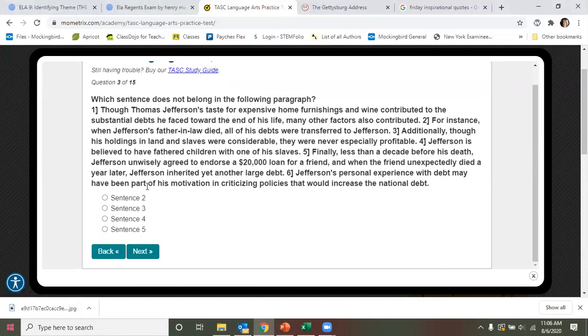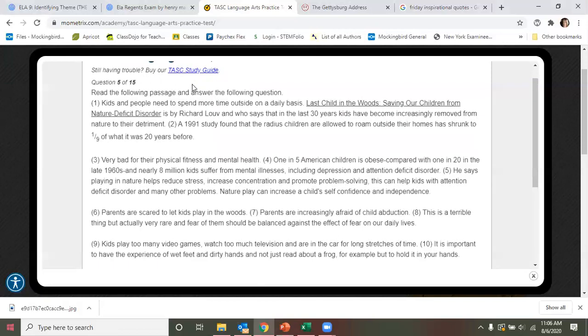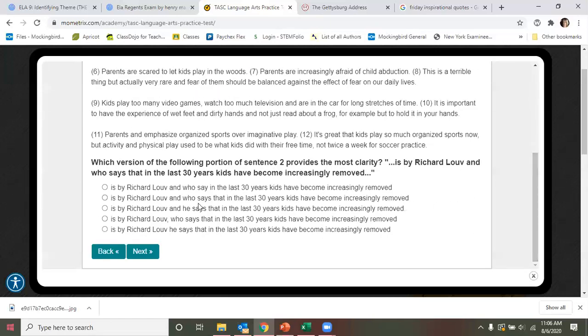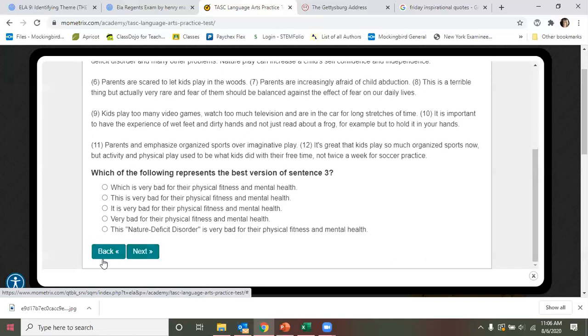And then you'll get questions like this. What sentence does not belong in the paragraph? There's two of those. Read the following passage. And then you're going to start going through and it's going to ask you questions from the passage, right? Which version of the following portion of sentence 2 provides the most clarity? So you're going to have these kinds of questions. Take as many of these kinds of English tests as you can.